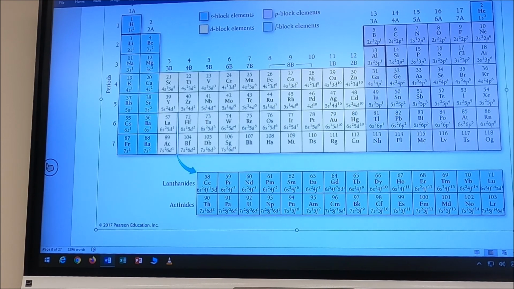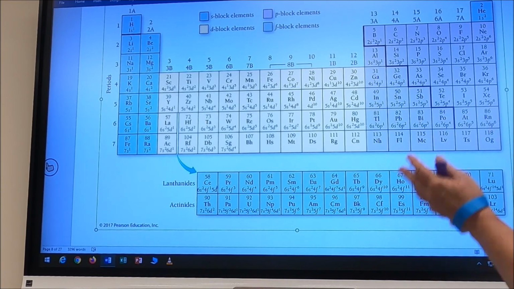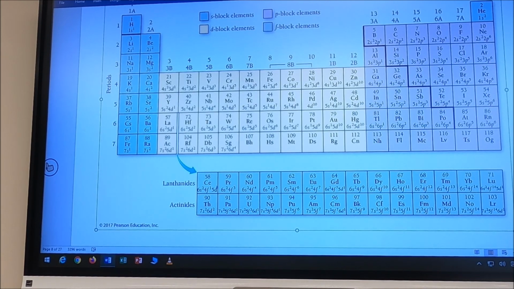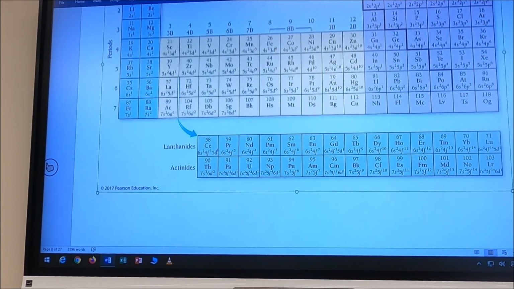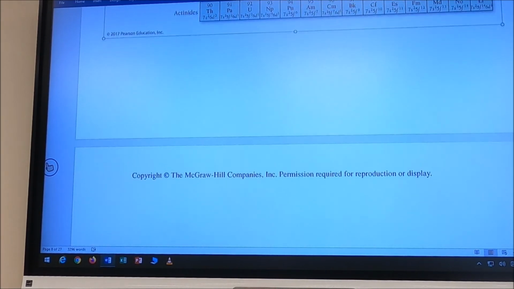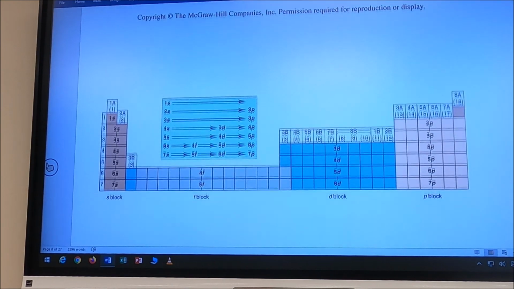They're kind of like a liger, a cross between a lion and a tiger, or a mule, which is a cross between a horse and a donkey. It's got some properties of both. Okay, so they're mixtures. So our periodic table. All right. Let's scroll on down here.